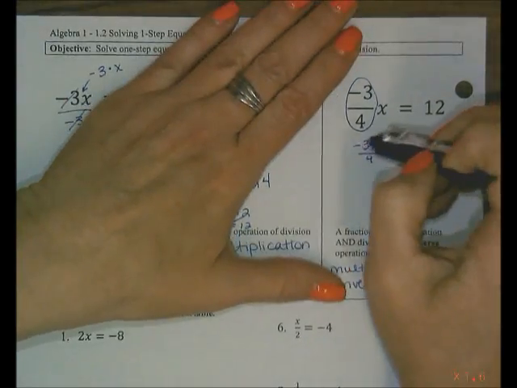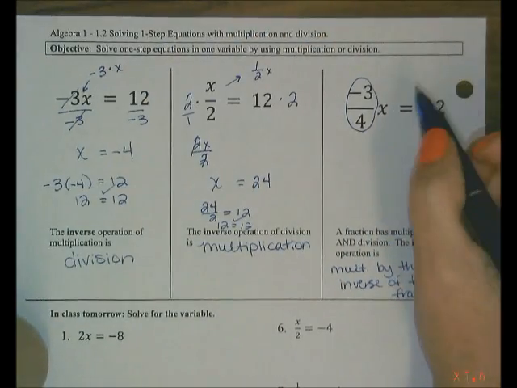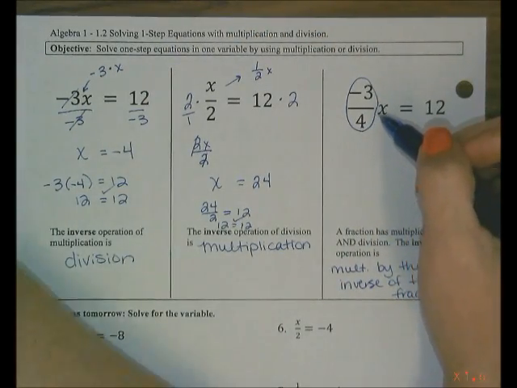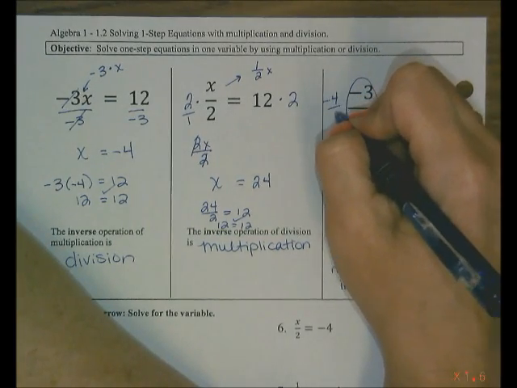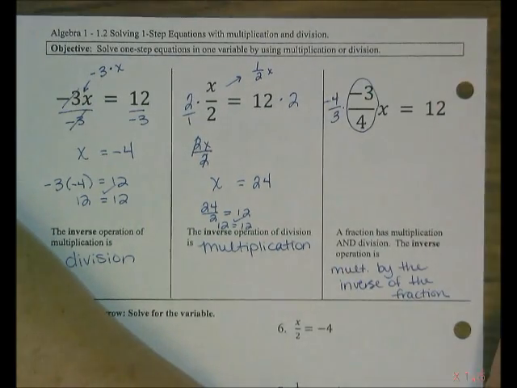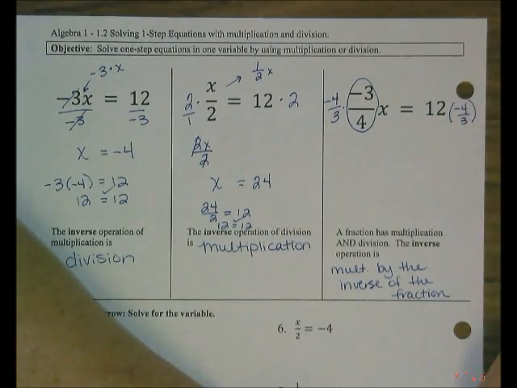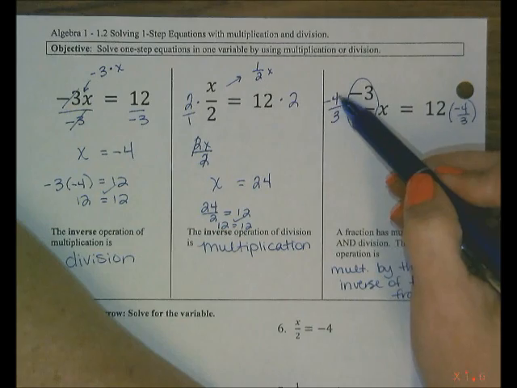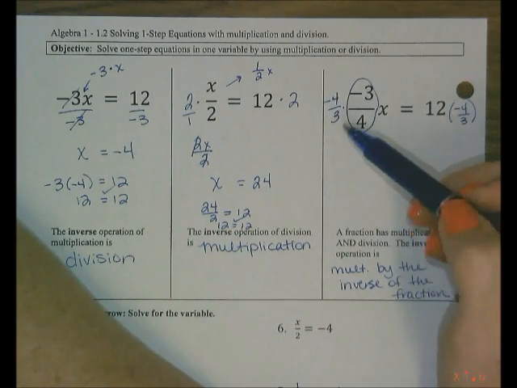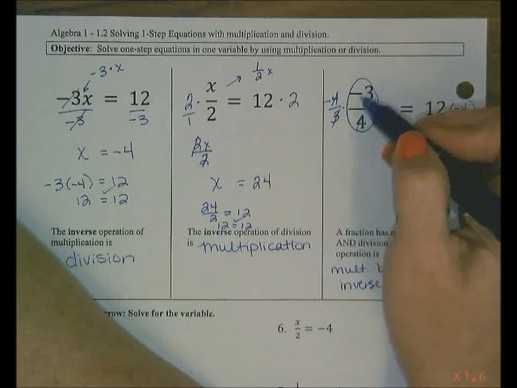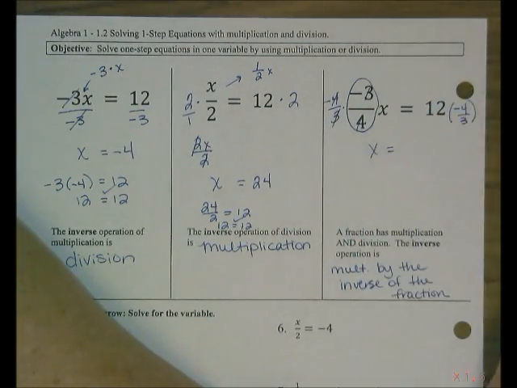Okay? So let me get this out of the way here. I'm going to take my fraction of -3/4. I'm going to flip it over and multiply by the inverse. My inverse is -4/3. And I have to do that to both sides. When I have -4/3 times -3/4, the negatives are going to cancel, the 4's reduce, the 3's reduce. I'm left with the number 1, x, on this side.